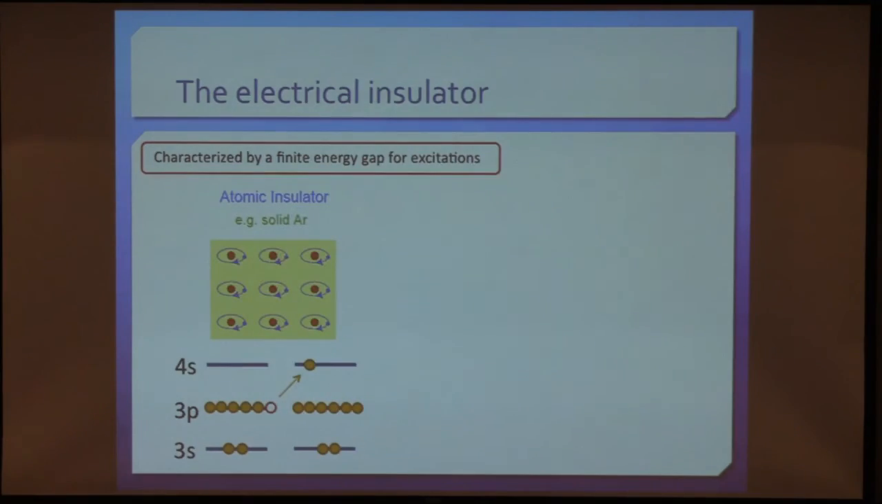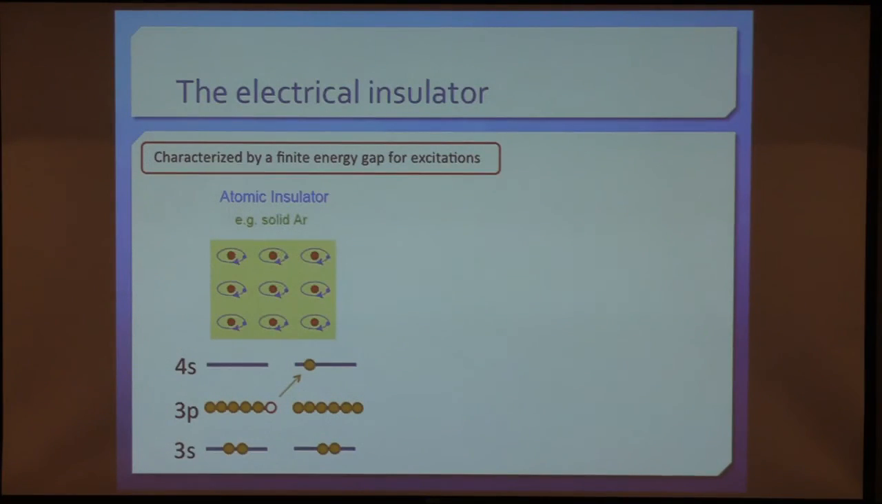Let's think about the simplest possible one. You can take argon, cool it down, and you will get solid argon. This is going to be an insulator because electrons are localized around every atom. They're not talking to each other. And also, there's an energy gap, which is pretty much the energy gap between the atomic levels.